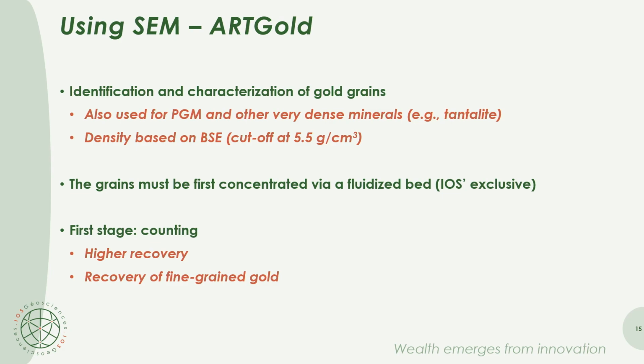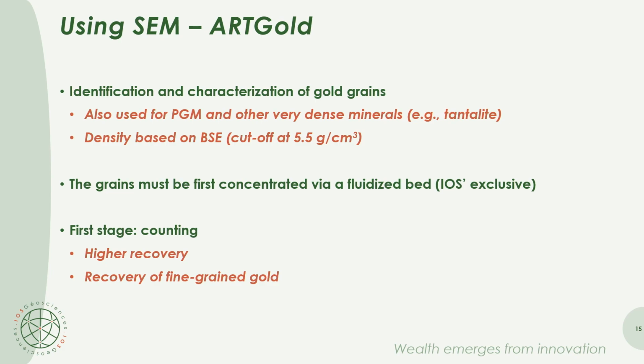Why 5.5? It's the monazite density, and there's so much monazite in every sample that you don't want to bother analyzing it. So we only analyze the really heavy, dense minerals. Once we do that, the first thing is obviously to count the grains.